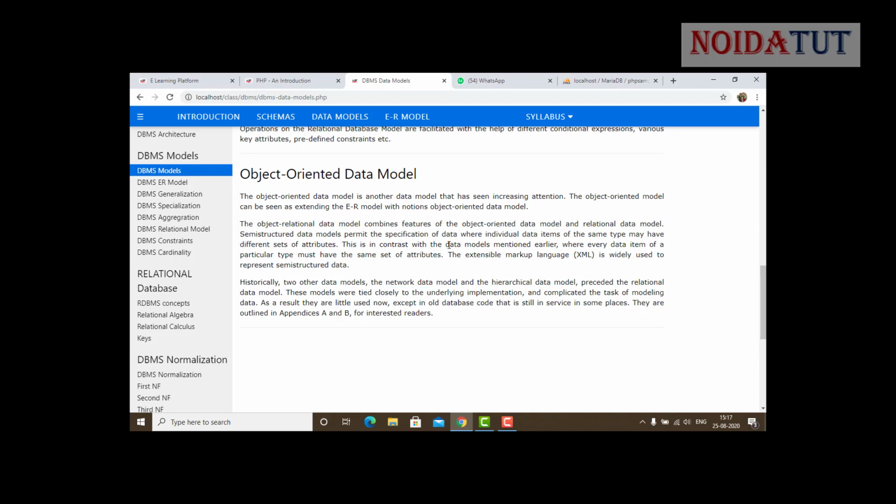Now, when we are talking about the object relational model, it combines the features of the object-oriented data model and the relational model. Then there are the semi-structured data models, which permit the specification of data where individual data elements of the same type may have different sets of attributes. This is in contrast with the data models that we have discussed, where every data item of a particular type must have the same set of attributes. The extensible markup language, XML, is widely used to represent semi-structured data.